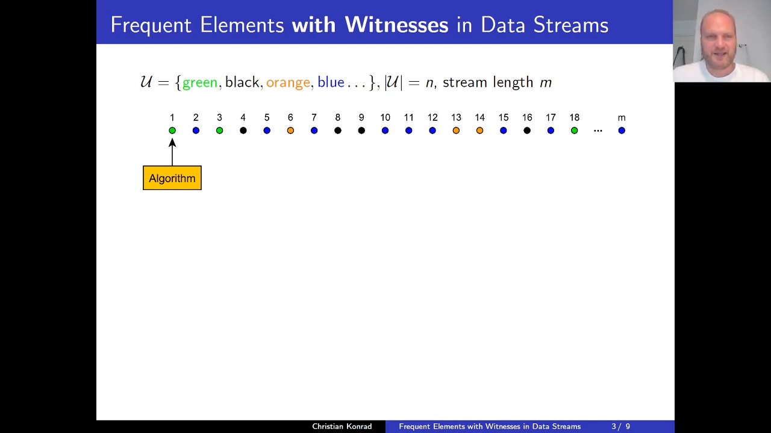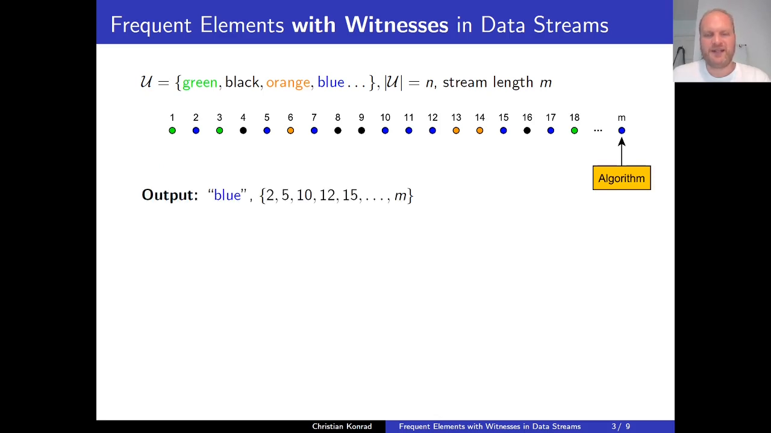So the setup is identical to the frequent elements problem. We have a universe of size n, a stream of length m, but the difference that we see here is that I have annotated the items with the position in the stream where they appear. Now the algorithm processes these items again one by one, and once it has processed all these items, the output again needs to be a frequent element from the universe, so blue would still be a good output.